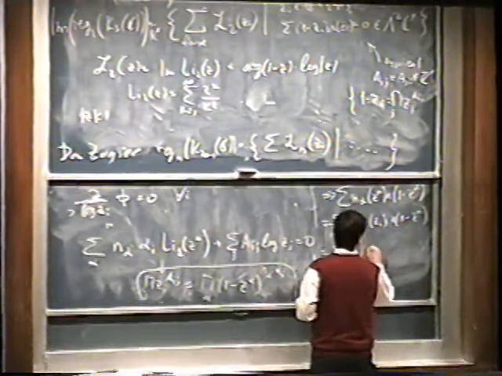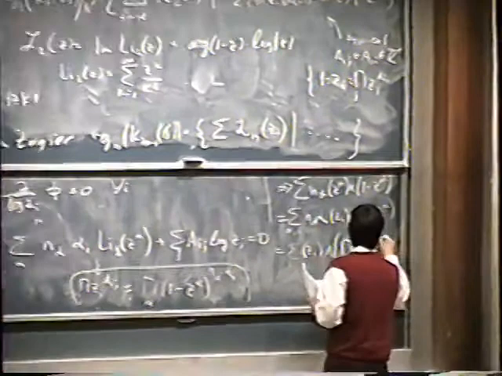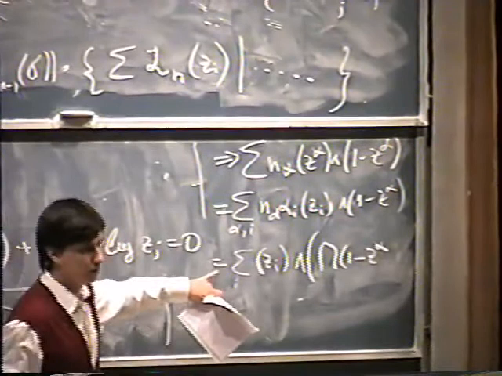So this where means like where over Q? Sorry? Where over Q? No, it's over Z. Over Z. Okay. Ah. Okay.